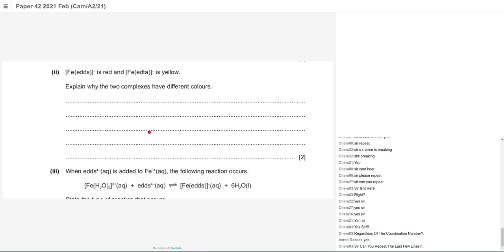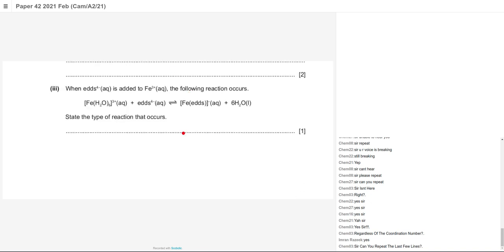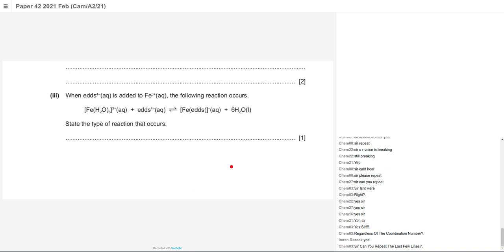I'm not reading from a note, so you can say: first of all, different ligands cause the d-d transition to occur to a different extent. Therefore, the energy absorbed for the lower d electron to go to the higher level is different. Energy absorbed for the d-d transition is different. Hence, different complementary colors are seen.